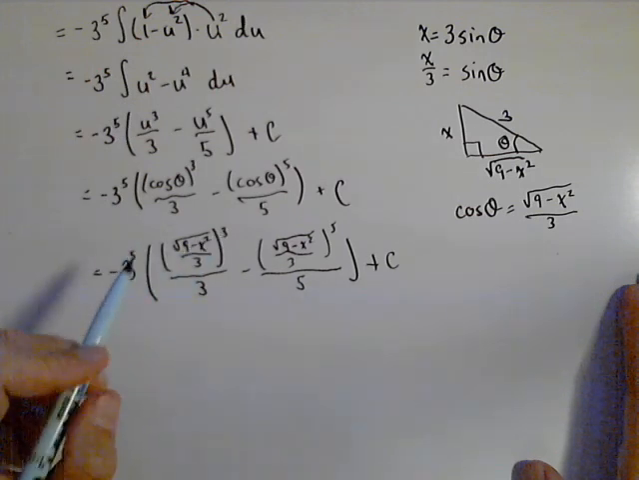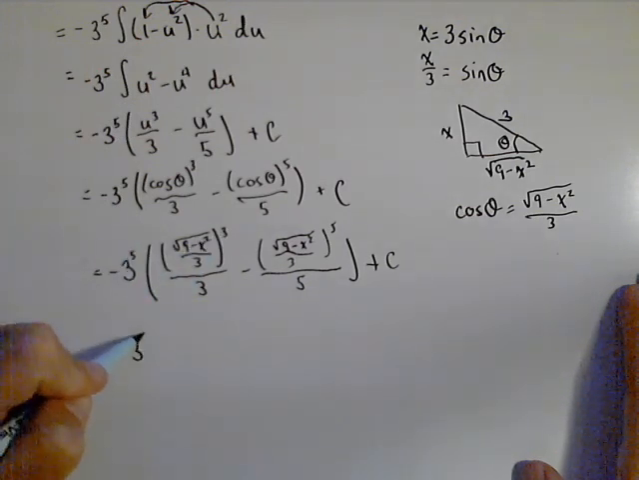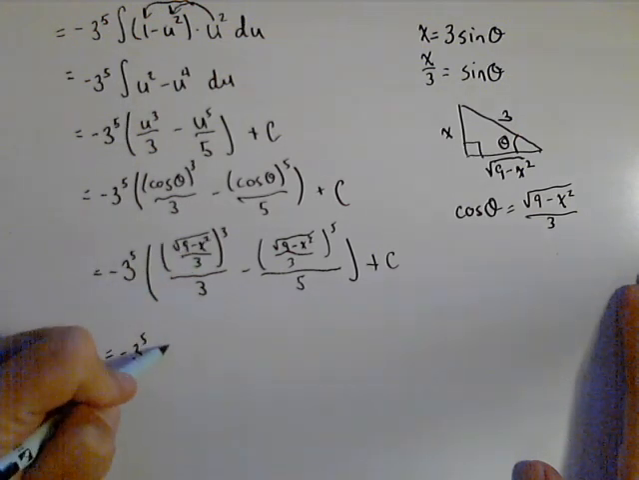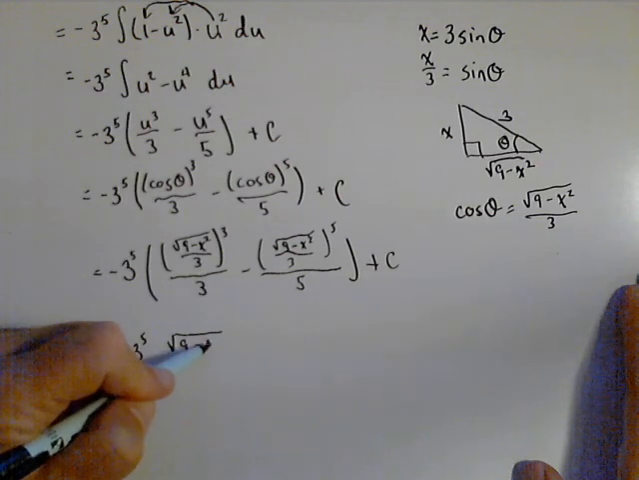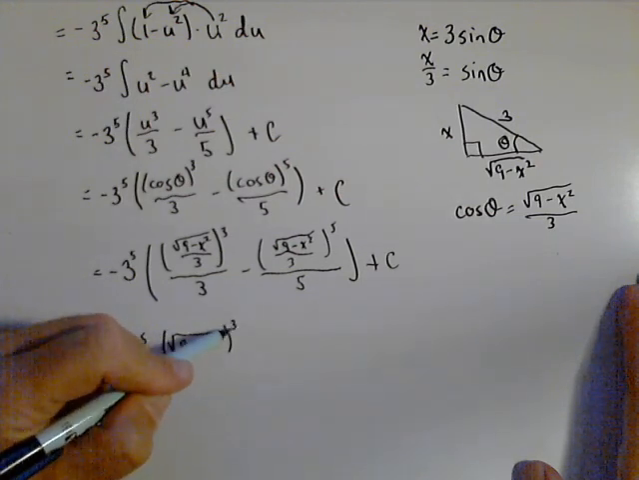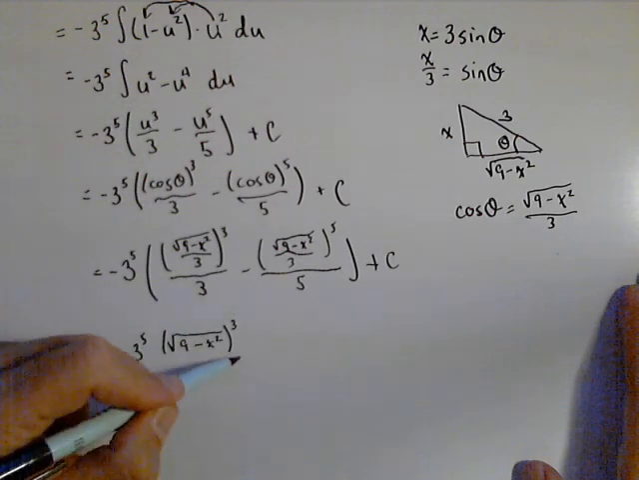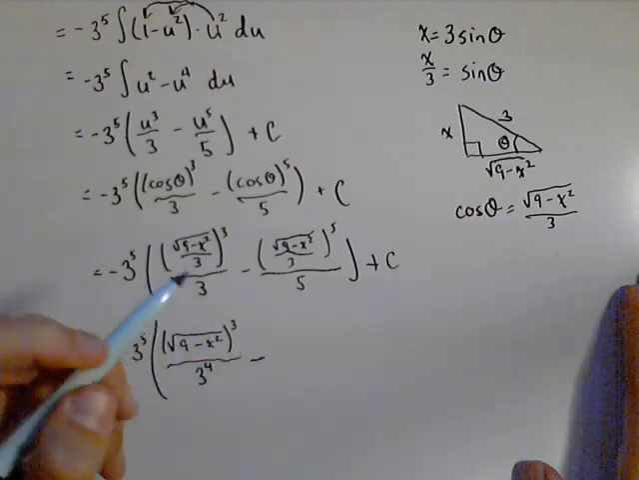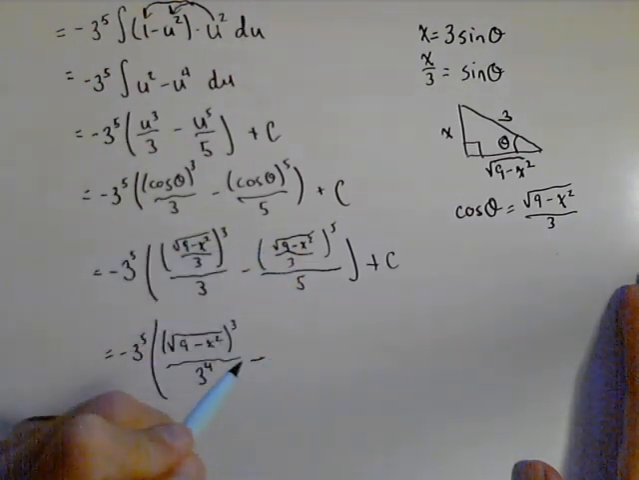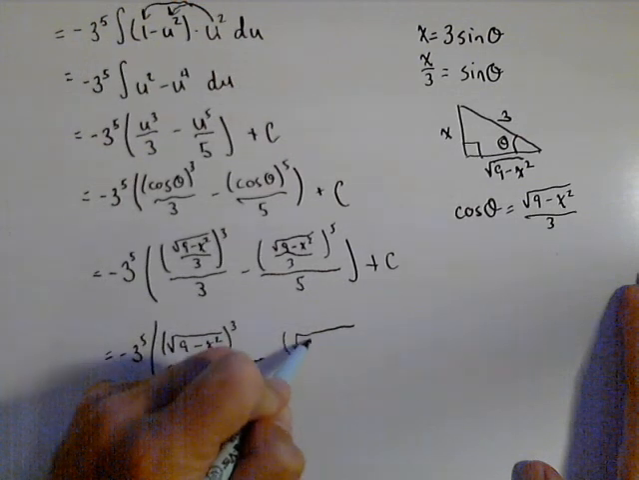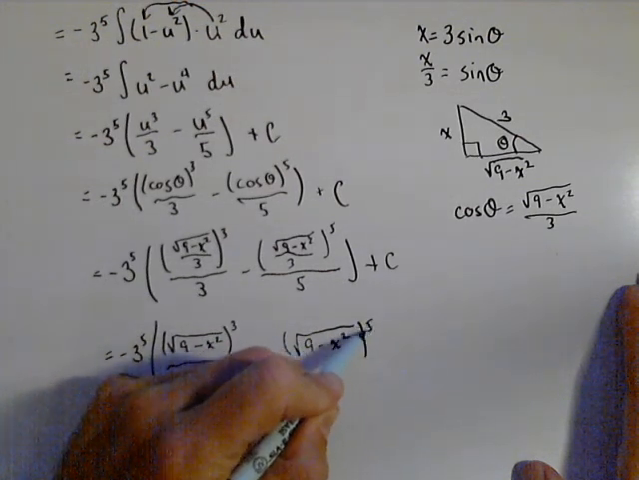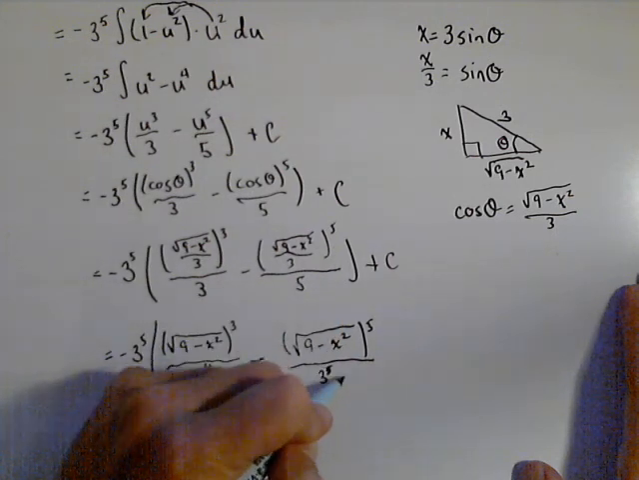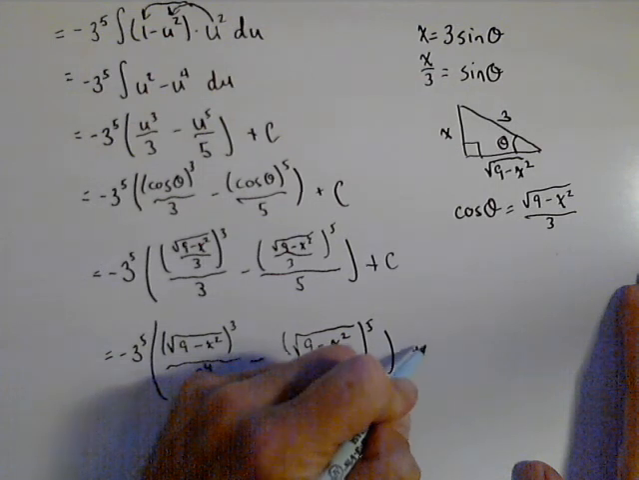So if we start to simplify, we have minus 3 to the 5th. We'll be multiplying that through in the next step. We're going to take both of these to the 3rd. So I end up with square root of 9 minus x squared to the 3rd over, I've got a 3 cubed over 3. So that's going to be over 3 to the 4th. Minus, we can do something similar. Square root of 9 minus x squared to the 5th over 3 to the 5th times 5, then our plus c.